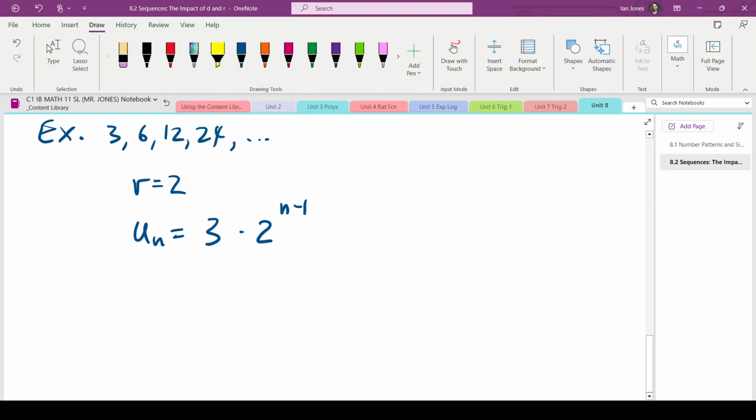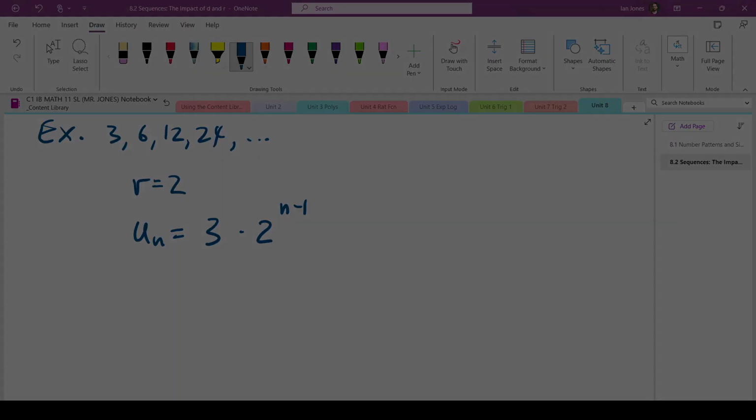Now, what I want to say here is notice that if I put in a big n, this is going to be a huge number. And the bigger n gets, the bigger my term value is. That is to say, there is no maximum value that un can be. Okay? And we can actually see this in Desmos. So if I move over here, hope this works.